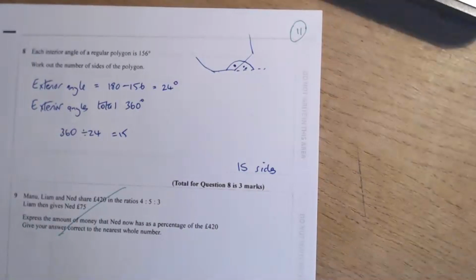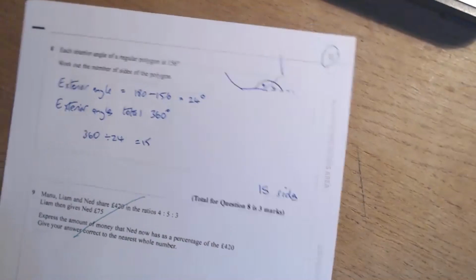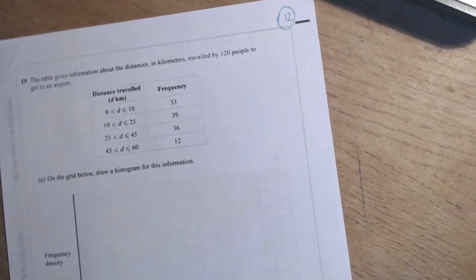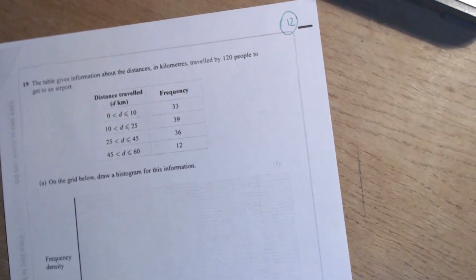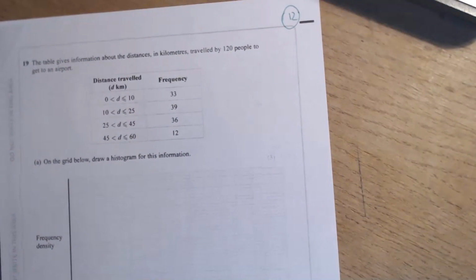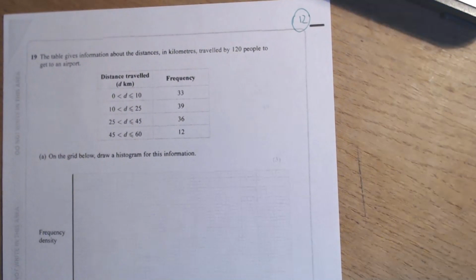Okay, so the two rules: interior plus exterior equals 180, and exterior angles total 360 degrees. Right, finally, the final topic I wanted to look at, topic 12, is histograms. Now I think people overcomplicate these. Just a couple of things to remember, and then it's just common sense.